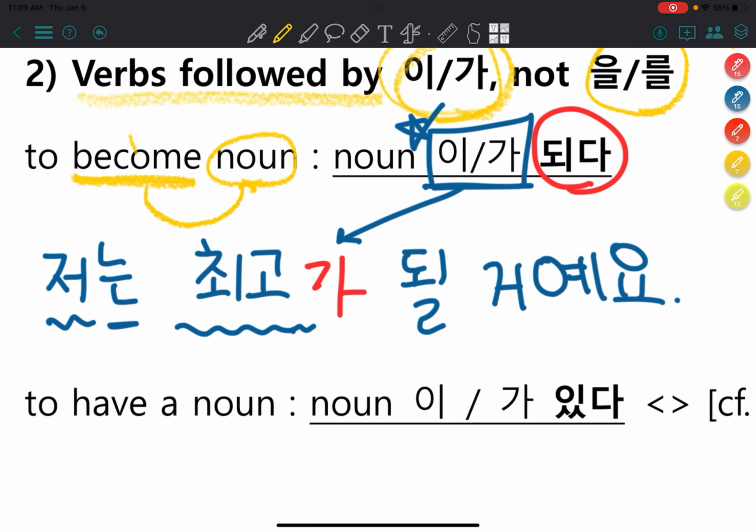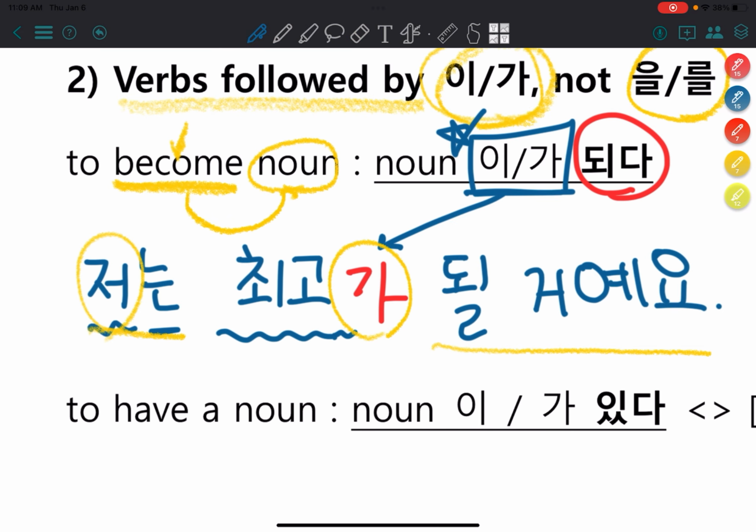It just indicates the change of the status of the subject. So you can say 저는 최고가 될 거예요, not 최고를 될 거예요. If it doesn't make sense, then just memorizing that 되다 verb cannot be used with 을/를 should also work.